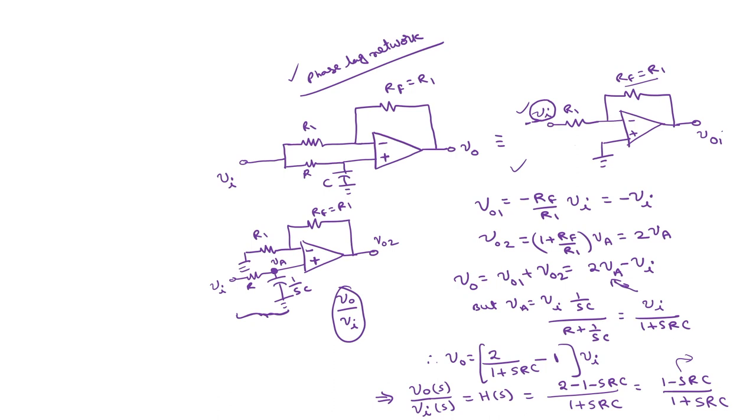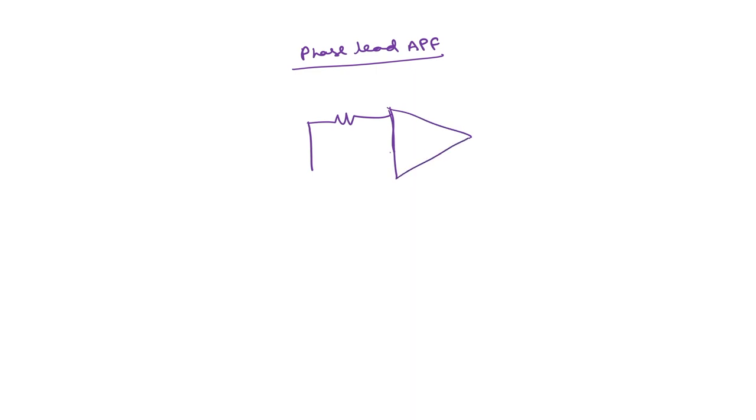Then we can design the phase lead network, which is just by reversing this R and C, you will get phase lead network. Phase lead all pass filter. Same circuit, but we have to change R and C. This you have to set C and you have to take R. This RF also you have to take as R1.